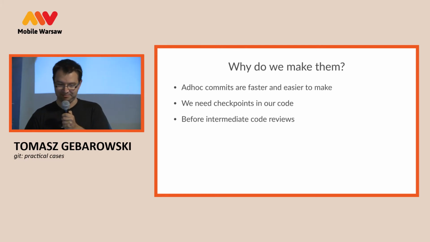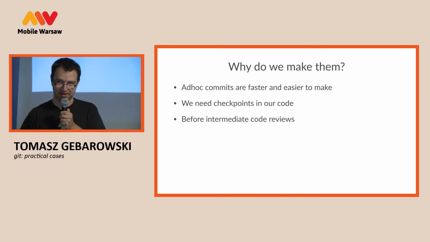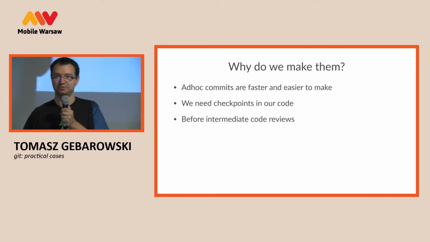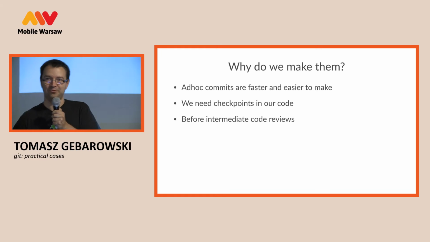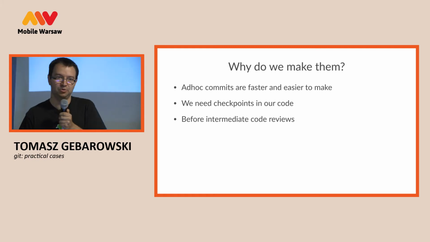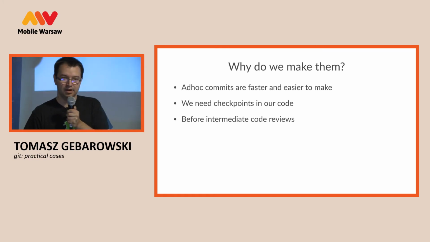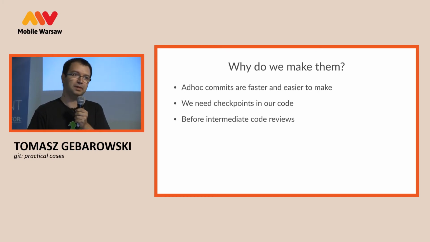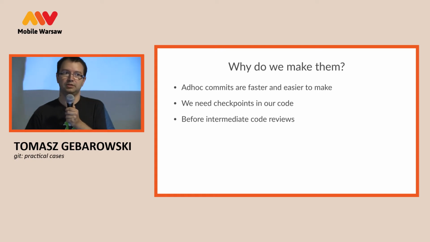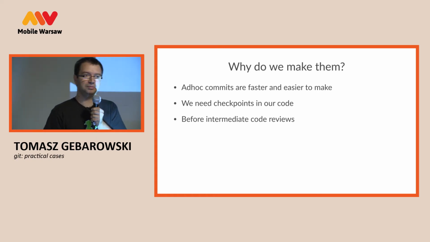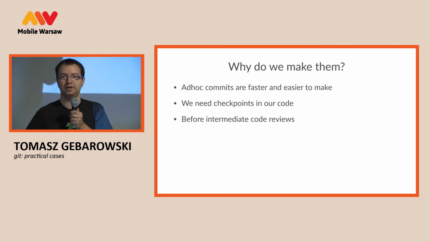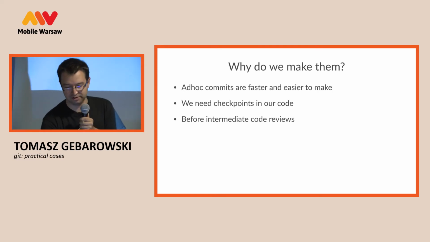And why do we make them? We make them because we are probably lazy. We simply commit, we don't care, we make snapshot commits, we need some checkpoints in our code to which later we can go back. And sometimes we make them because we are fixing something that was revealed in the code review. Those types of commits are added after the code review, and they usually get merged into develop.